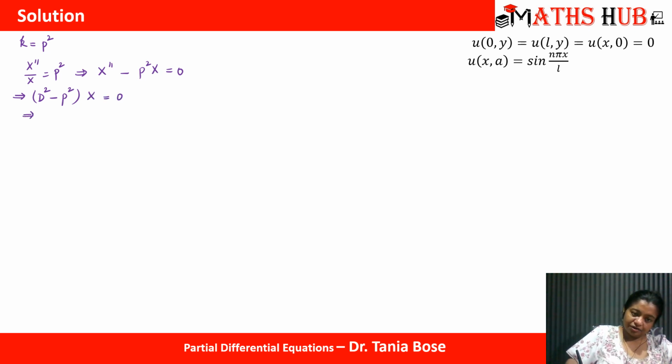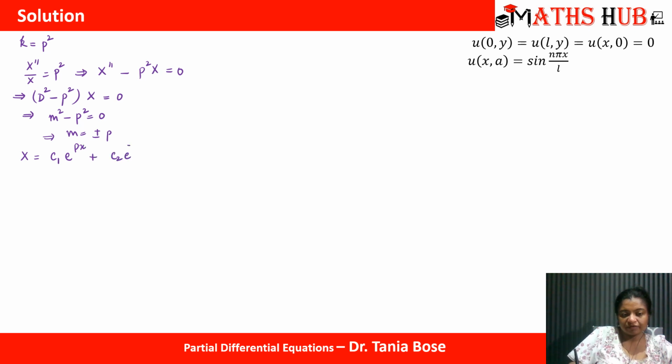So from here, we get the algebraic equation m square minus p square is equal to 0. So m will come out to be plus minus p. If m is equal to plus minus p, so x will turn out to be c1 e raised to power px plus c2 e raised to power minus px, right?